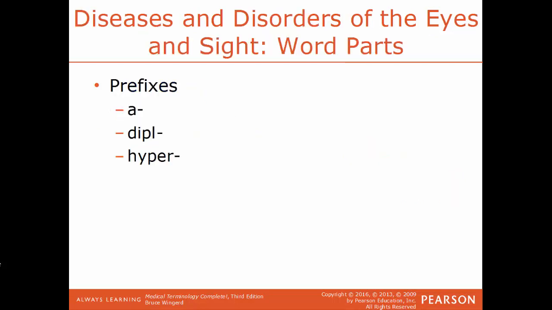Alright, now we'll talk about some diseases and disorders of the eyes. And the word parts, we'll start with the prefixes. A means lacking or without. Diplo is a reference to double. Hyper means above or in excess of.